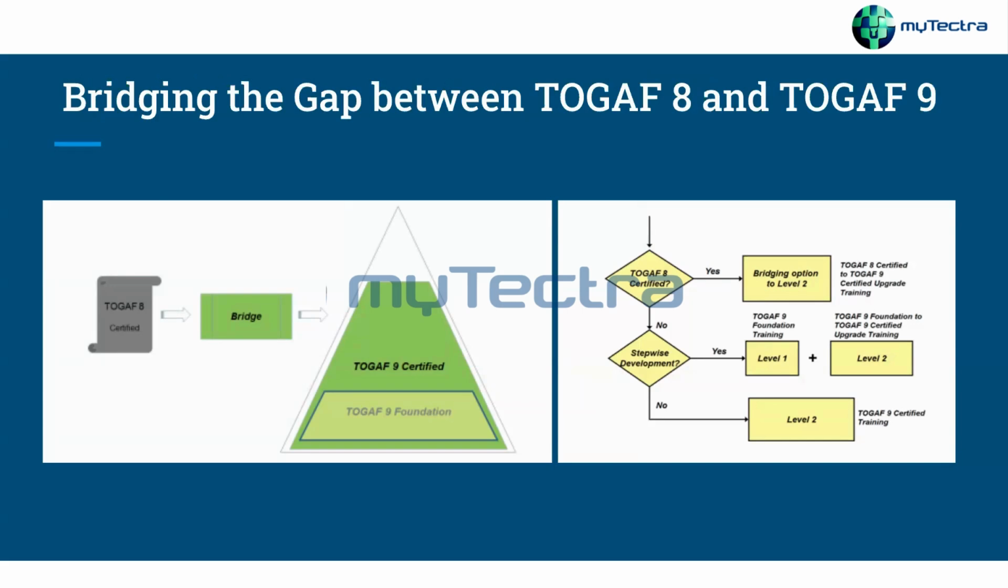If you are TOGAF 8 certified, yes, you will have bridging options to move to 9. Or if you don't have it, you can do a Foundation training and then Certified. That is how it is. If not, you do Certified again, but you have it in the center, right? Level 1 and 2. That is what I have done. Correct. Yep.